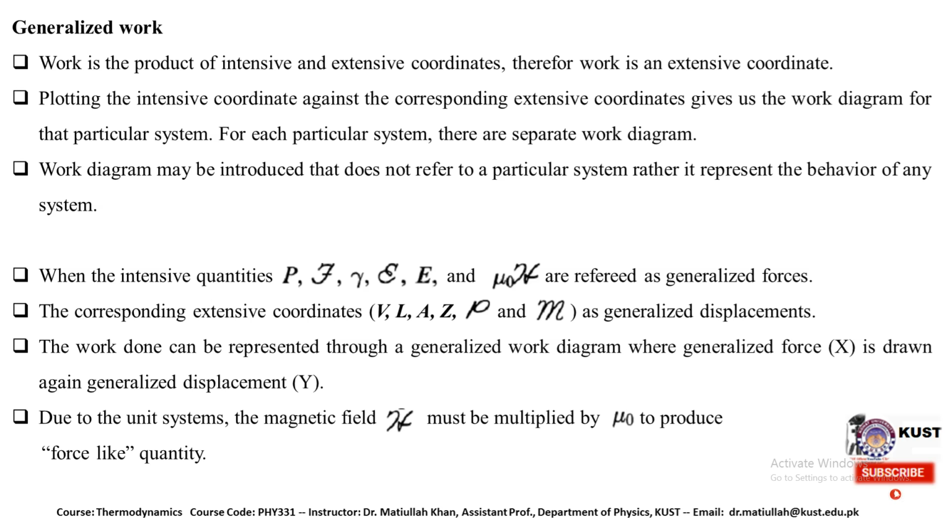So in that case, due to the unit system, the magnetic field H must be multiplied by mu naught to produce a force-like quantity, because the other has a force-like quantity, but this H is not a force-like quantity, so therefore we need to multiply by mu naught H.